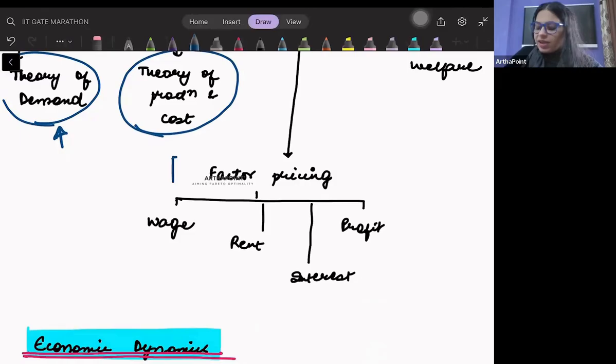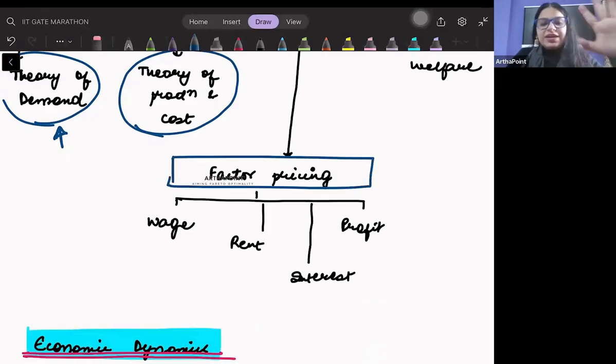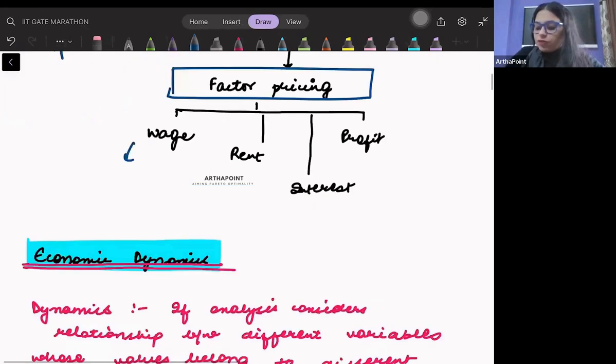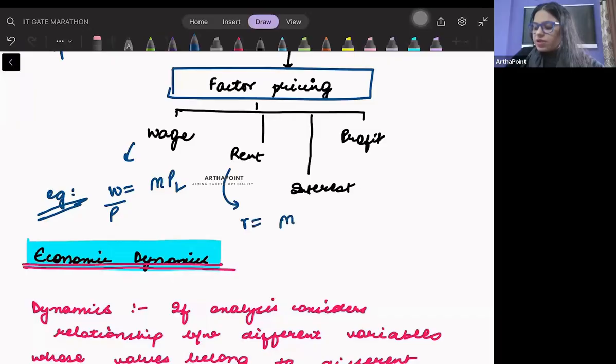उसके बाद ना हमें एक फैक्टर प्राइसिंग के ऊपर एक एनालिसिस पता होना चाहिए. मतलब कि फॉर एग्जांपल if you remember we did something like this, that the real wage paid will be equal to marginal product of labor, or the real rent paid will be equal to the marginal product of capital. तो factor pricing कैसे होती है, that is also important, and you must be aware of the factor pricing concept.